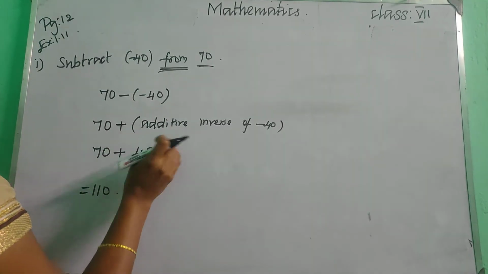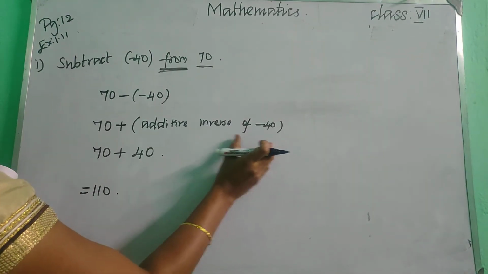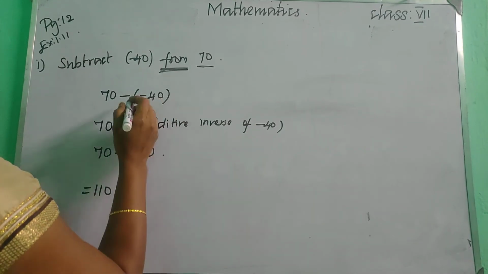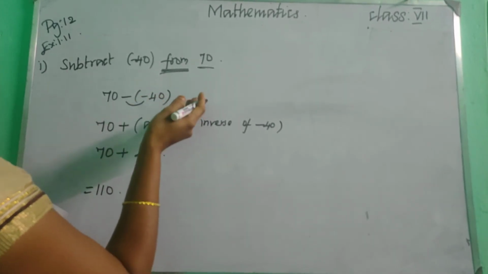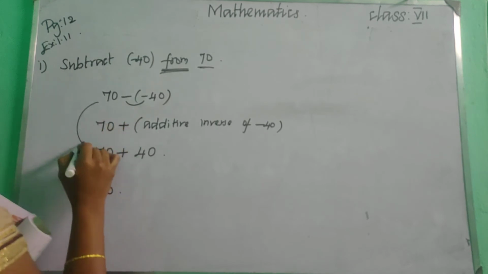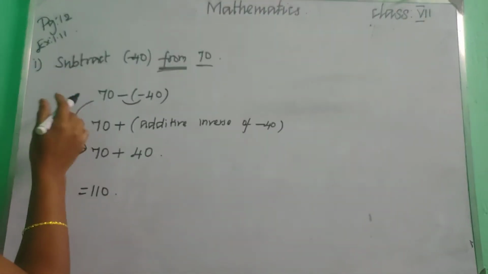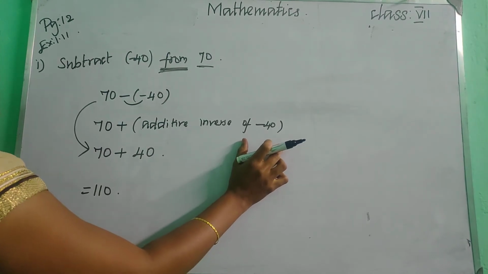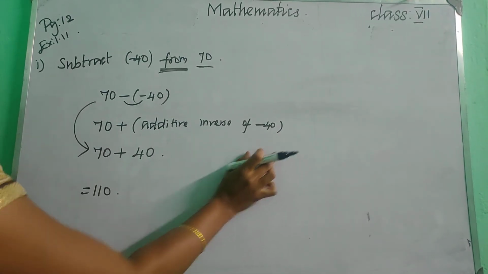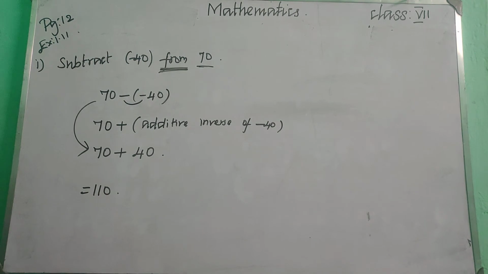In the book, since additive inverse of minus 14 is mentioned, I have written it like this for you. We can also write as like this. Simply we can multiply minus into minus plus, so we can directly skip to this step. So here it was given as additive inverse of minus 40. So additive inverse of minus 40 means 40. So 70 plus 40 equal to 110. Okay children, is it clear? Don't get confused. And then see the second one.